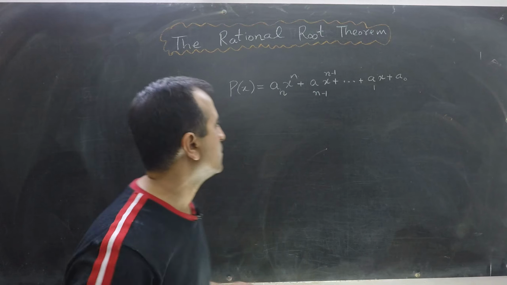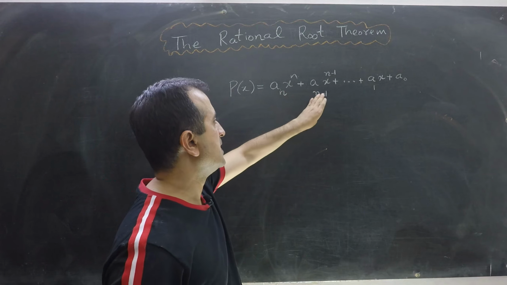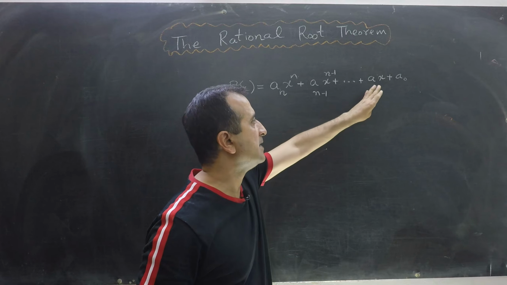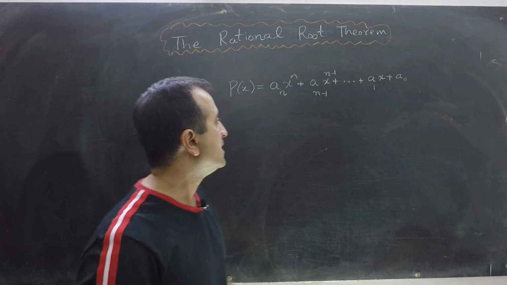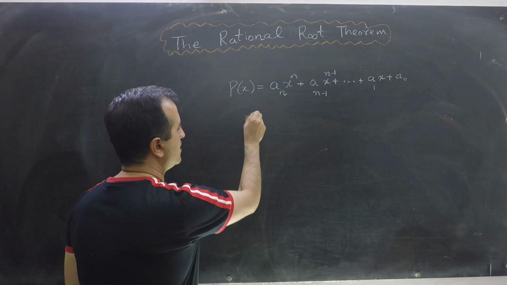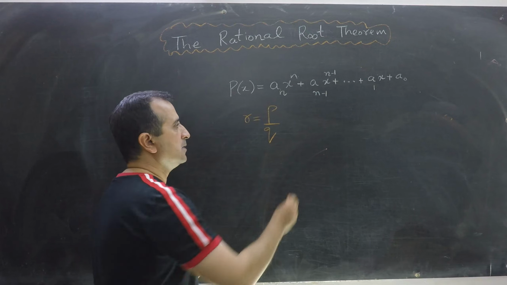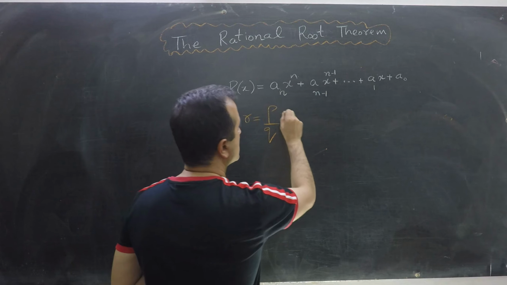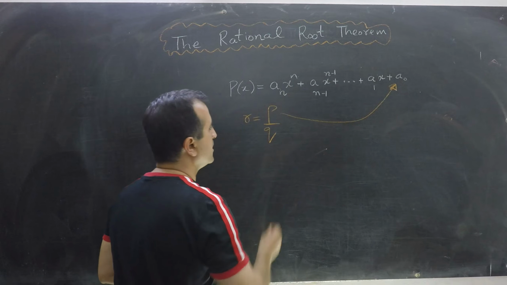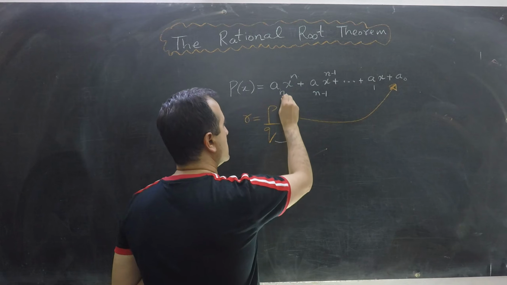Assume that we have a polynomial of the form a_n x^n + a_(n-1) x^(n-1) + ... + a_1 x + a_0. Then for such a polynomial we can find a rational root r = p/q such that p is a factor of the constant term a_0 and q is a factor of the leading term coefficient a_n.